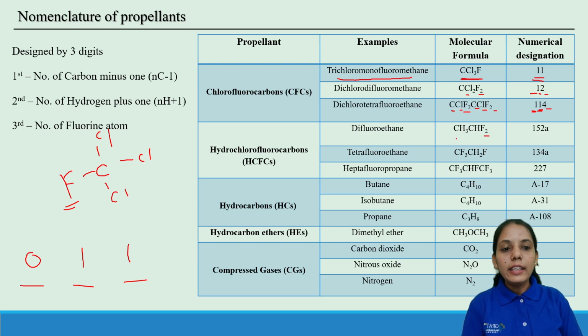Similarly for difluoroethane. Difluoro, and this is an ethane, so number of carbon is 2, so 2 minus 1 is 1. Number of hydrogen is 4, so according to our rule, 4 plus 1 is 5. So 1, 5, and 2 fluorine atoms, so 2. And this A indicates the isomerism. Now next is tetrafluoroethane. If you calculate, you will get 134 for this one.